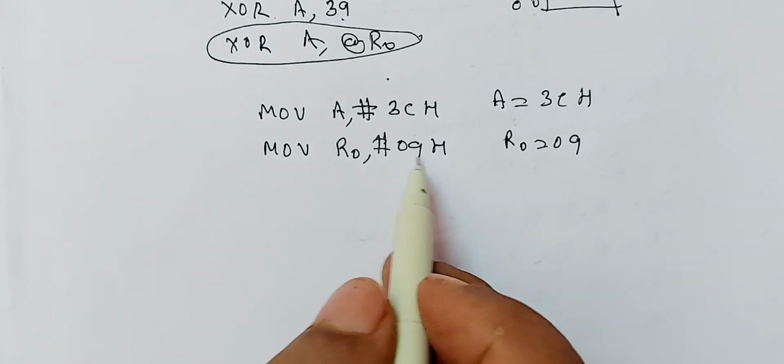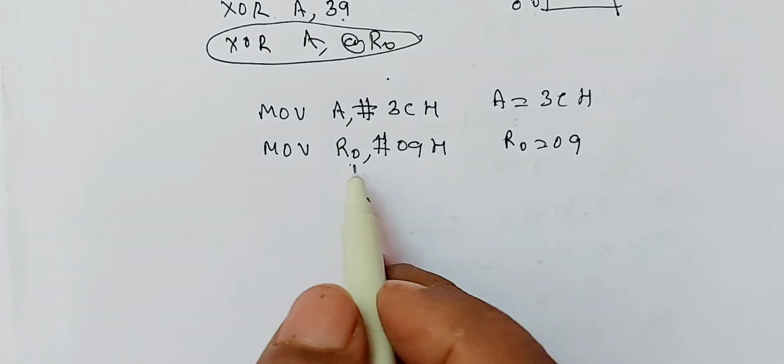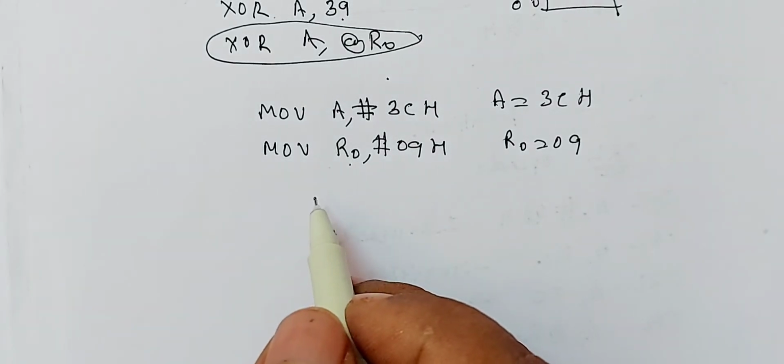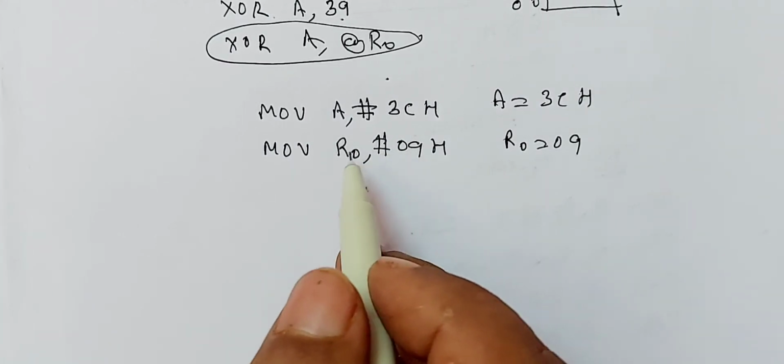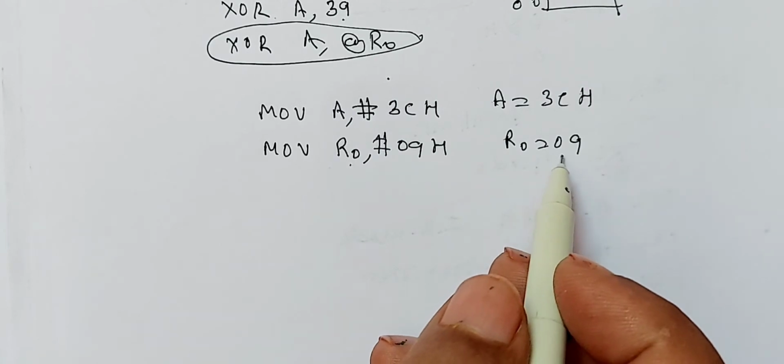Now R9 is not the address. It becomes an address only when I write the next instruction. Here this shows that the value 09 is stored in R0. Therefore R0 is equal to 09.